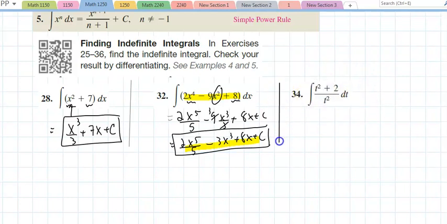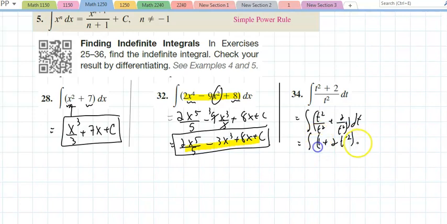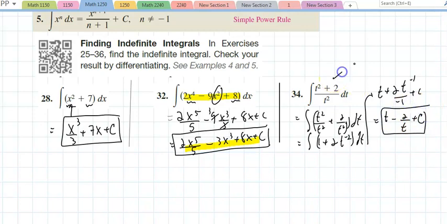And if I look at the last problem, I need to manipulate it just a bit. So I would say, algebraically, this is the integral of t squared over t squared plus 2 over t squared dt. That is the integral of 1 plus 2. If you move this up, isn't that t to the negative 2 dt? And that would be t plus 2, add 1 to the power, divide by that plus c. So the answer will be t minus 2 over t plus c.